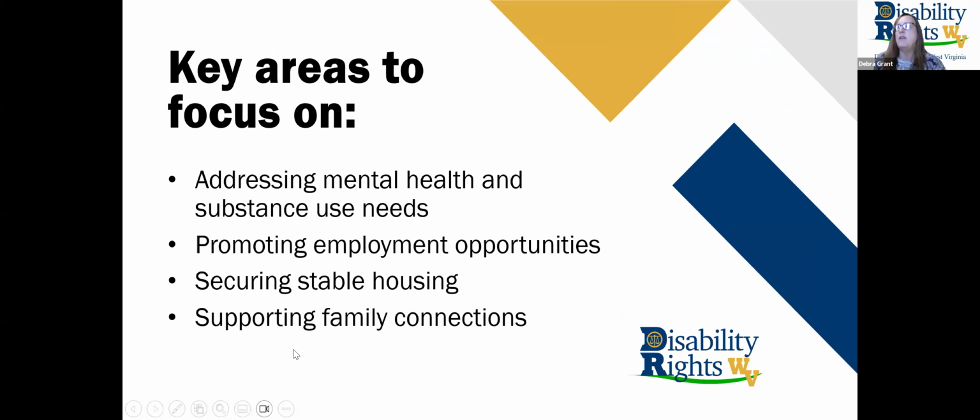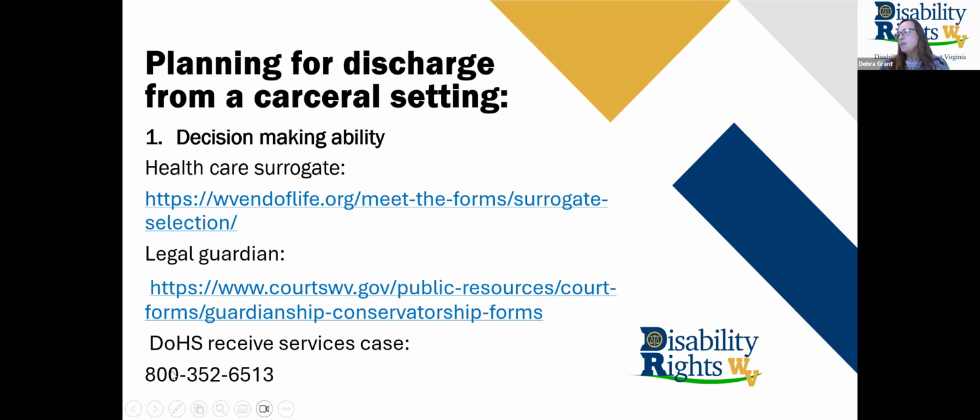Okay, moving on. Some really key areas to focus on with reentry planning: mental health and substance use disorder and needs related to those things; finding employment opportunities and places that are willing to work with and are understanding of folks in recovery or folks with mental illness; and again, stable housing is so important. And again, those family connections. Employment's a lot more than a paycheck, and family is a lot more than a family. It's the sense of belonging, the sense of contributing, all of those things that really help build a person up to be successful.